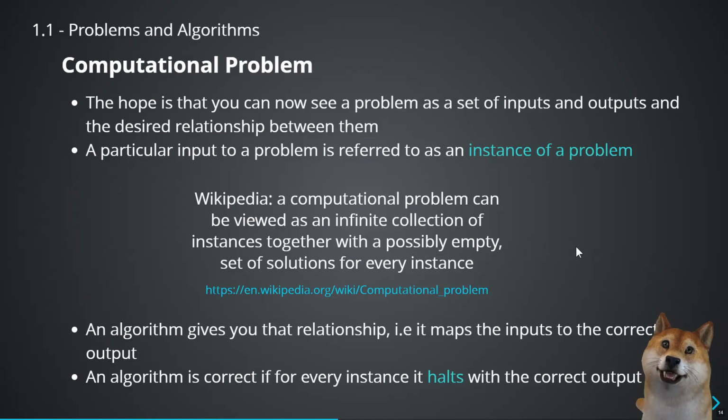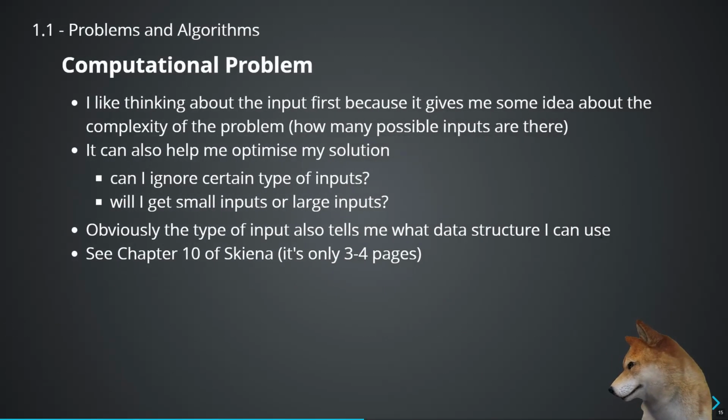The problem already has that relationship, or I mean a problem already knows a relationship. If you have a question, you get the answer, and the algorithm's task is to find it. And the algorithm is correct if for every instance it halts. Now this is important. The algorithm is only correct if it actually stops. It's correct if for every instance it halts with a correct output. Right, so hopefully that's clear to you, thinking about problems and algorithms in terms of inputs and outputs.